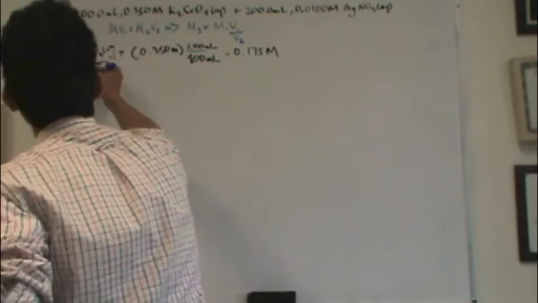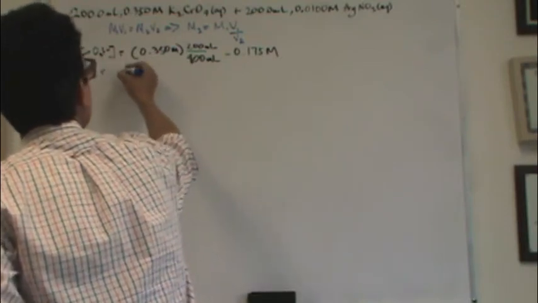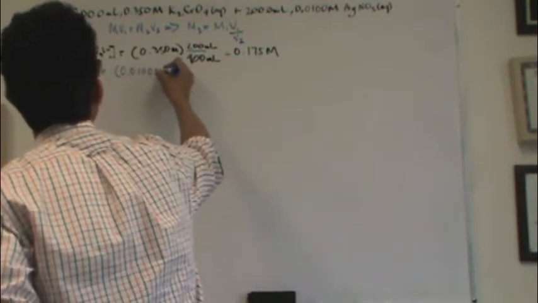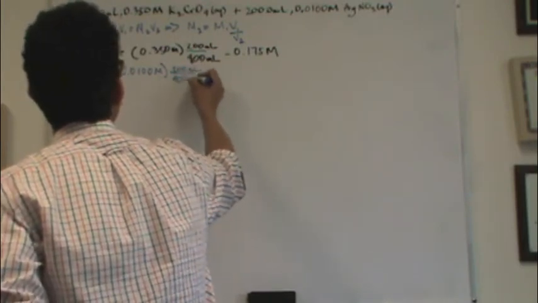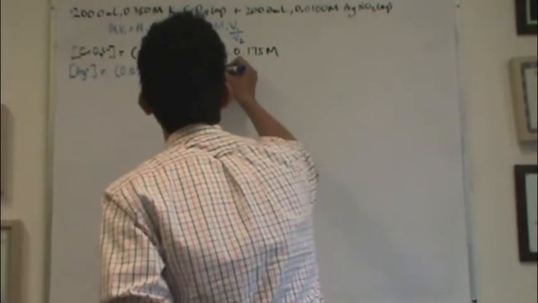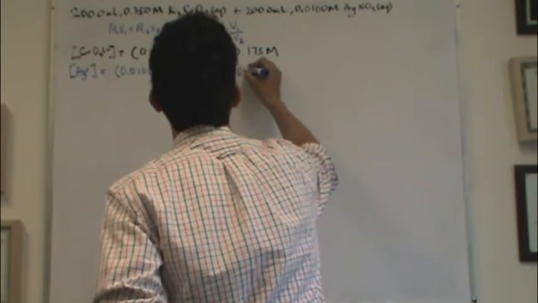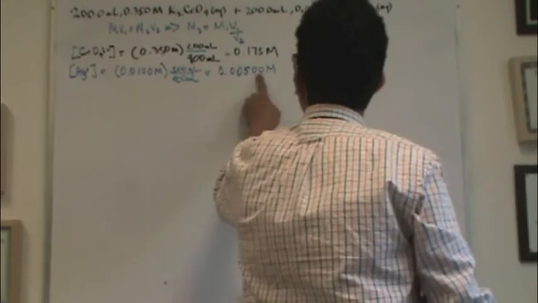Now let's try it for the other one. For the silver nitrate, we've got Ag plus is what I'm finding. Its final concentration will be its M1 initial concentration, 0.0100 molar, times 200 milliliters it starts off with initially. In the end, the final volume will be 400. So it's just going to halve that number as well. So that'll be 0.0050 molar. I don't need all those zeros. There we go, that's that one.